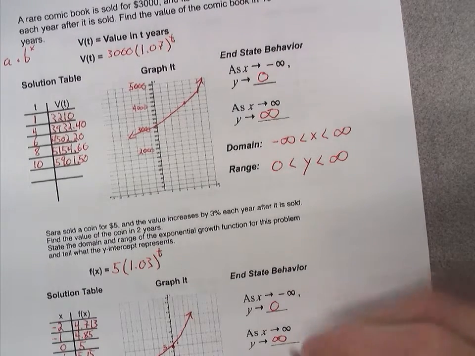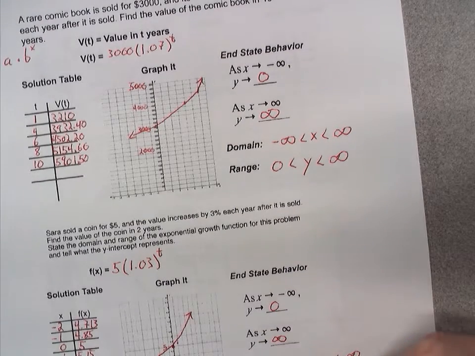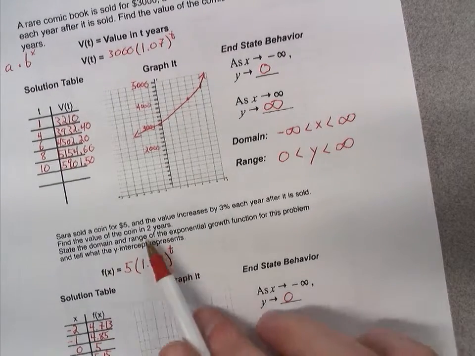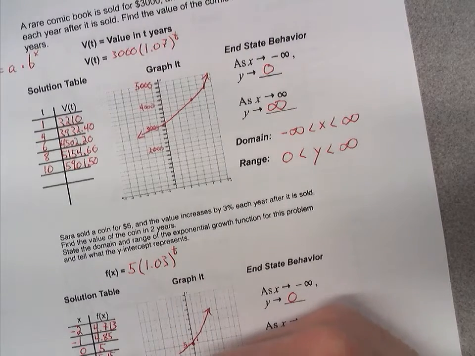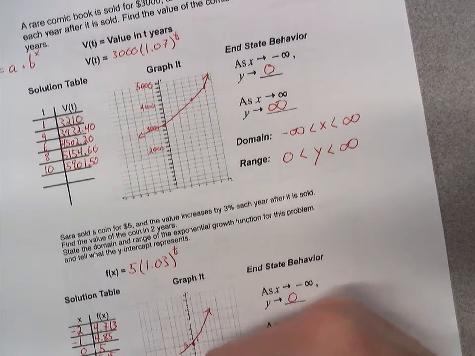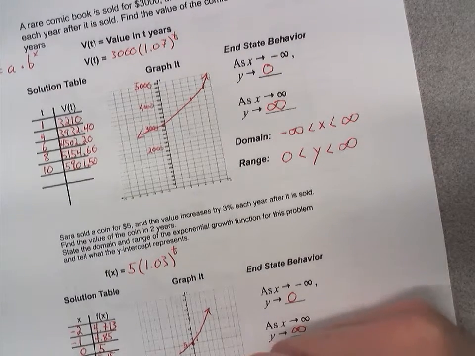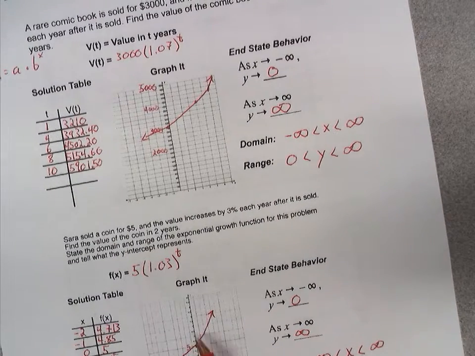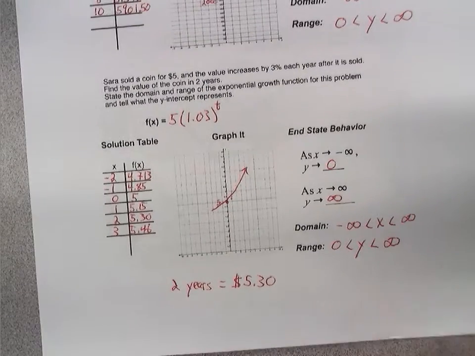And y is going to be greater than 0 and less than infinity. Okay? And then one thing you want to know is, what's the value of the coin in 2 years? In 2 years, it's going to equal $5.30 will be the value of the coin, and the y-intercept, that represents the beginning of time for that coin. Sorry, there's the full problem.